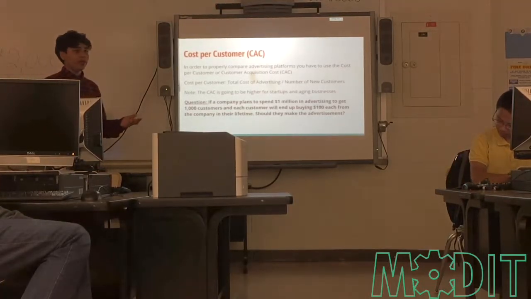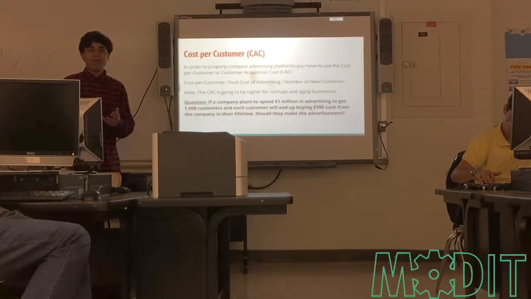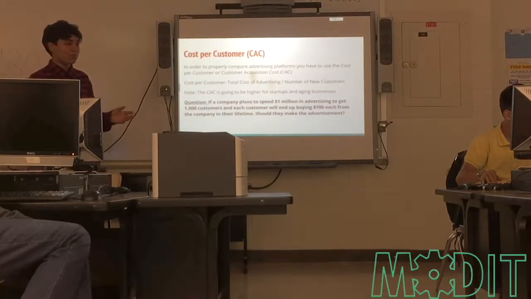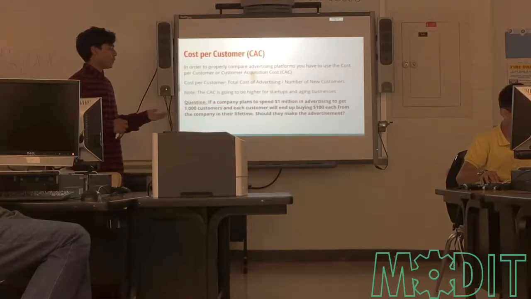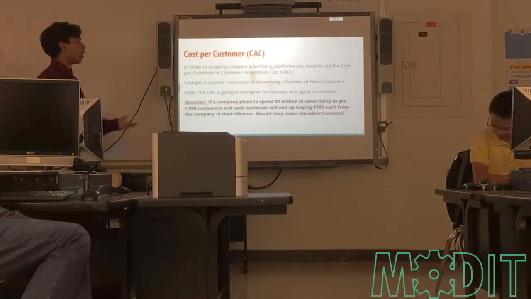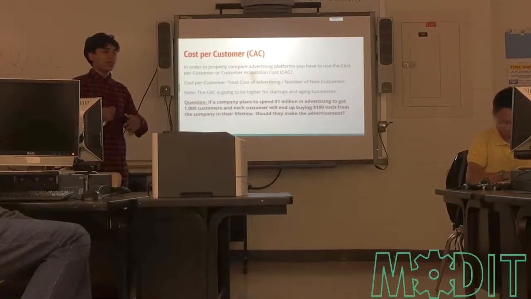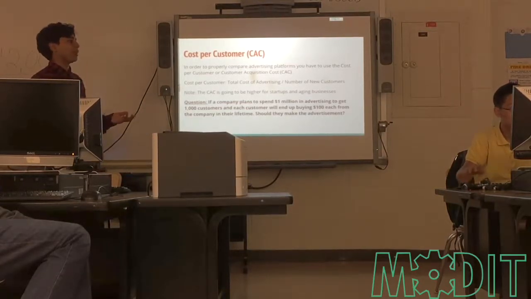And also for aging businesses. If you basically have 6 billion out of 7 billion people on your product, it will be much harder to get that last billion on there, because you would have to advertise more, since they're probably not inclined to buy your product immediately.